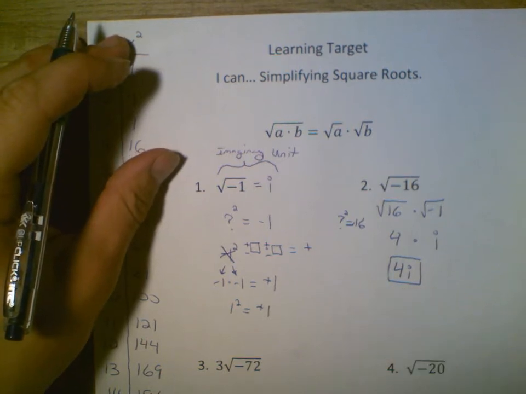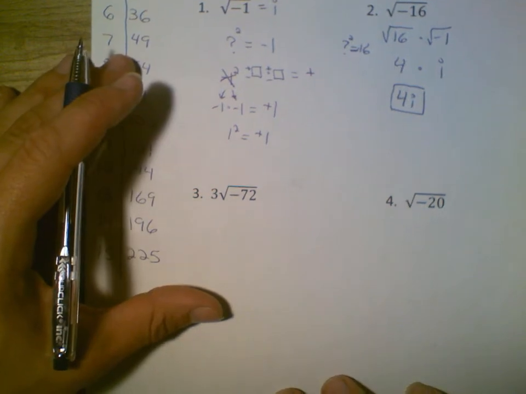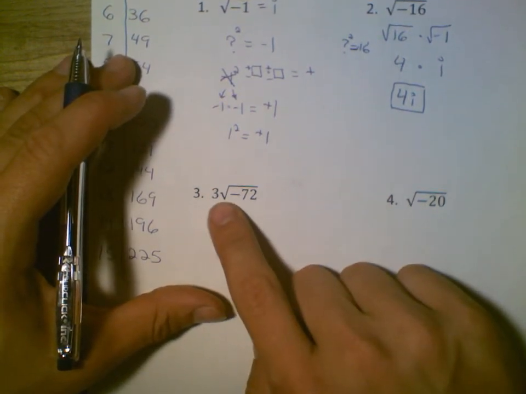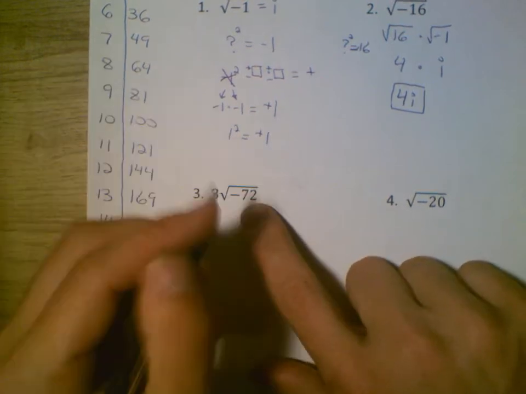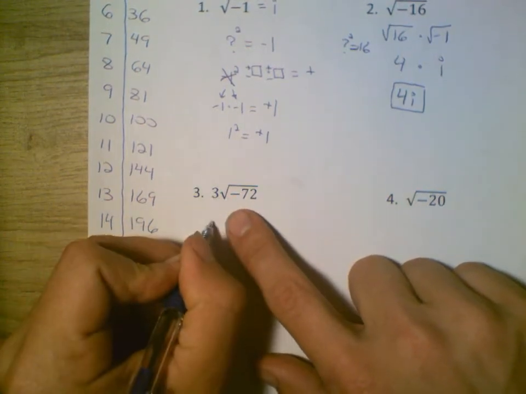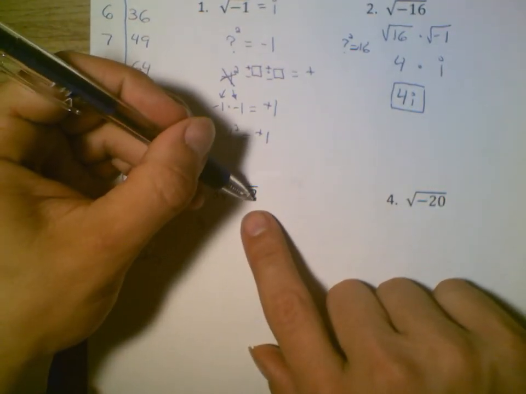All right, let's go ahead and look at number 3, a little bit more complex problem here. Here I have 3 times the square root of -72. This number out front, I'm just going to leave out front for now, but I want to break apart this radical.